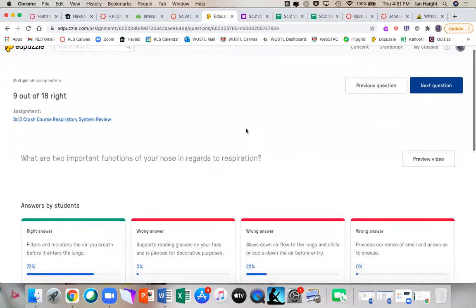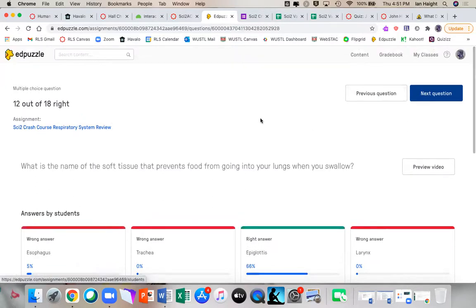Two important functions of the nose. I know it's weird. Everyone thinks of the filtration stuff, but the idea of moistening and warming the air sounds a little gross, but it's important for actually allowing for the exchange of oxygen to occur because the liquid needs to be present.